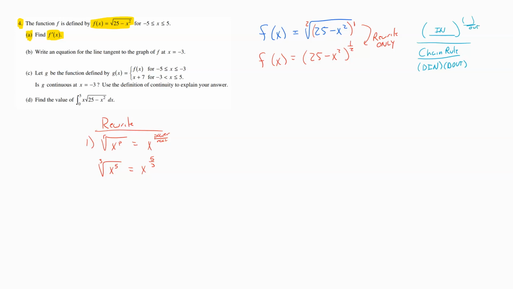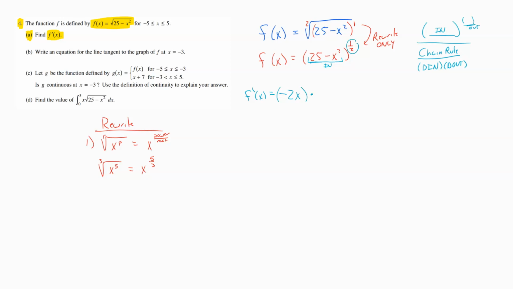So looking at this problem, the inside piece is this 25 minus x squared. So putting together our derivative, we would get f prime of x equals the derivative of 25, that's a constant, it would be 0. The derivative of negative x squared, that's a power rule. So you're going to bring the 2 down. That'll be a negative 2, and then x, and then subtracting 1 from the power would get us x to the first. So there's the derivative of our inside.